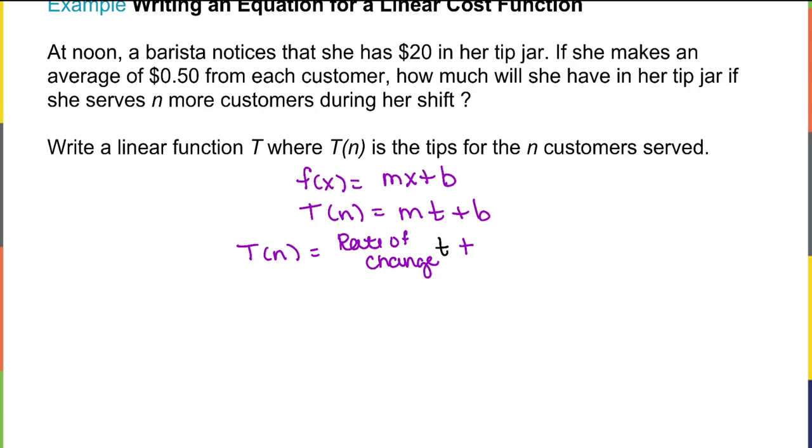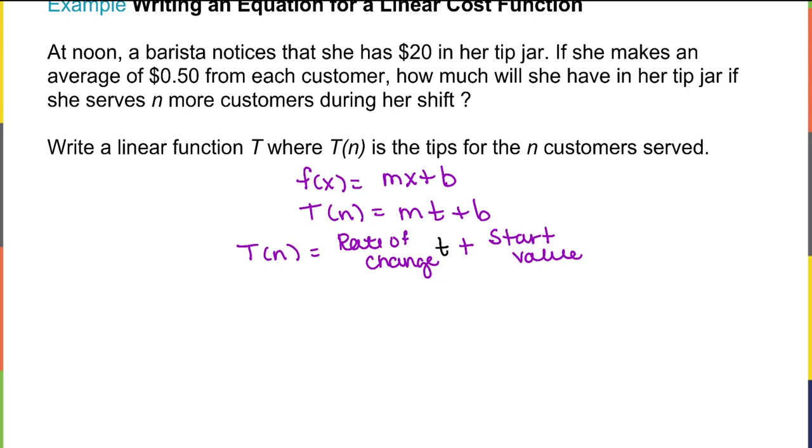And then b, if you will recall, is the starting value. The y-intercept is the starting value. So if we think of it this way, it might make it easier to translate this word scenario into a function written in function notation. So at noon, a barista notices that she has $20 in her tip jar. If she makes an average of 50 cents from each customer, how much will she have in her tip jar if she serves n more customers during her shift?